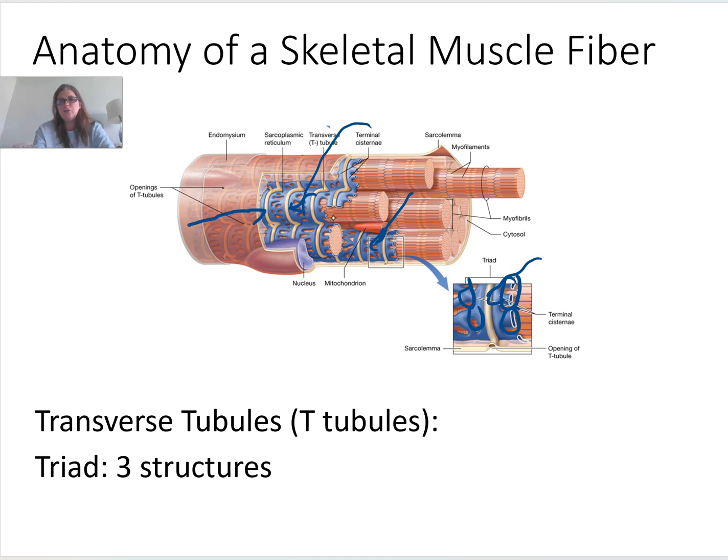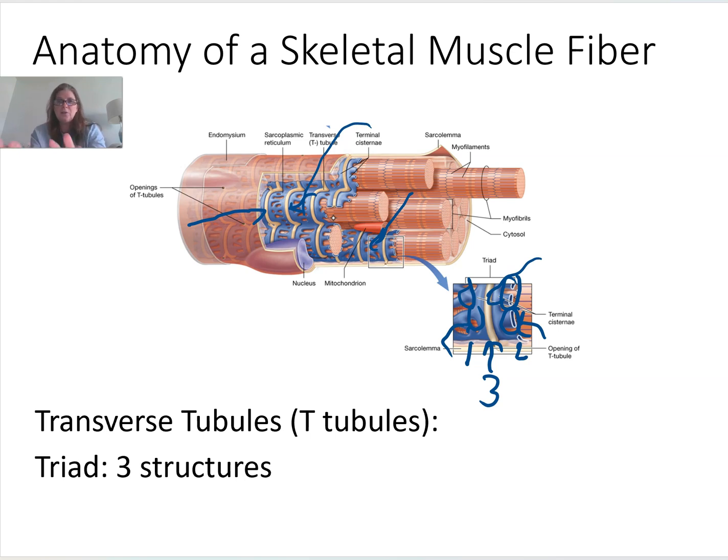So what we have is a triad, and a triad means it has three structures. So a triad would be each of the terminal cisternae, so you have them on either side, and the third thing is the T-tubule. So it's kind of like a T-tubule sandwich. You have terminal cisternae, T-tubule, terminal cisternae. So you might be like, okay, what's going on here?